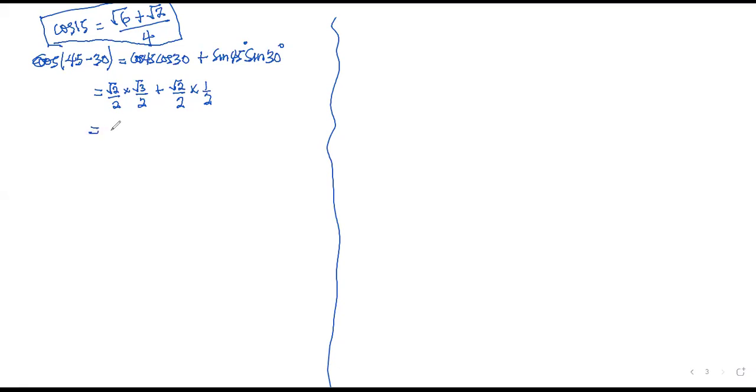So when you multiply, we have root 6 over 4 plus root 2 on 4. And so this is equal to a common denominator 4, root 6 plus root 2. Then let me come back to my application.